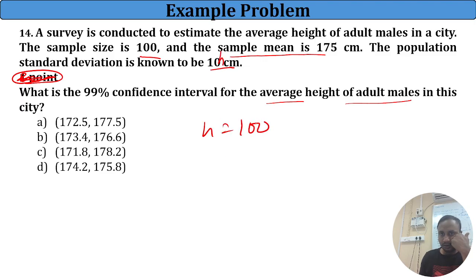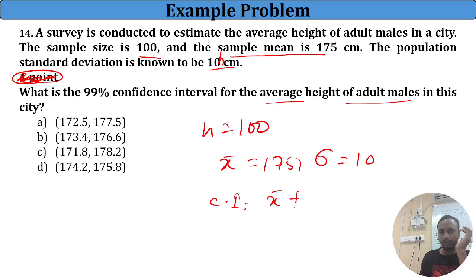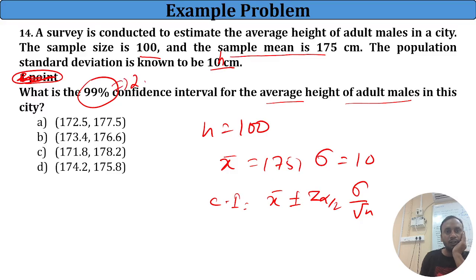n is equal to 100. Then we have x bar is equal to 175. Sigma is equal to 10. So the confidence interval, how can we calculate? X bar plus minus Z alpha sigma upon root n. Can we do it like this? We have seen this formula, no? For the 99%, we know the value is 2.58. Is it correct?